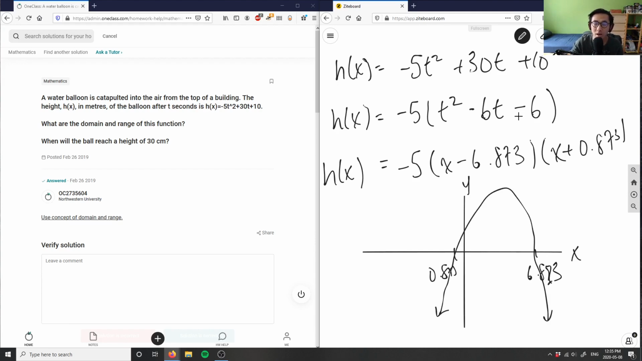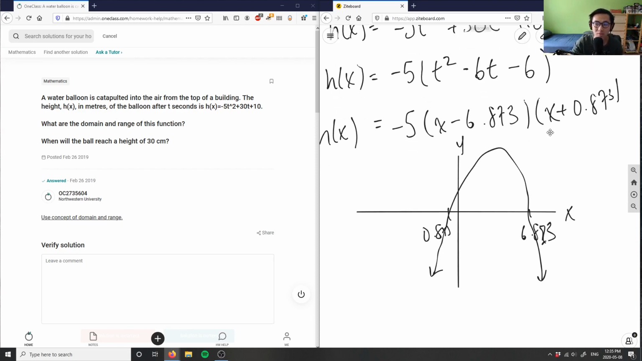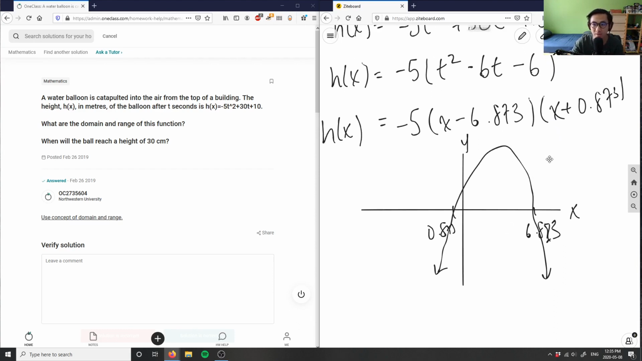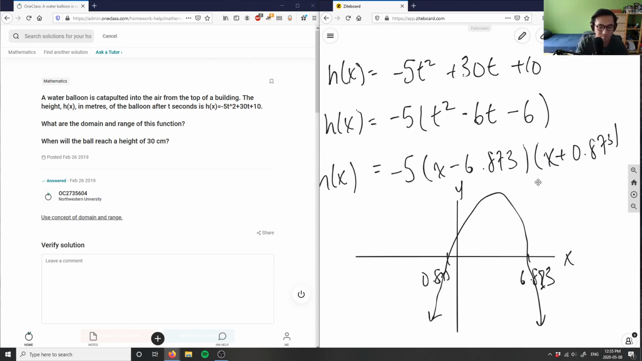Again, we can also solve for the vertex very easily by taking the equation of the axis, dividing the sum of the intercepts by 2, and then substituting it into the equation. So let me do that for you. I have 6.873, add that to negative 0.873 to get a value of 6. I divide it by 2, it's going to be 3. So at 3 is going to be my vertex, right?